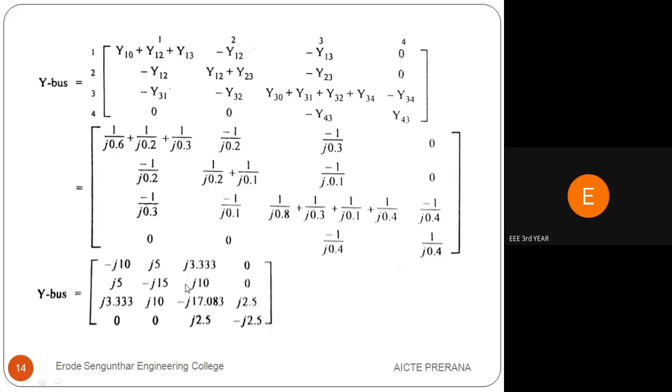Just look into the final answer. All the diagonals are having a negative sign, whereas the non-diagonal values are having a positive sign. So from this, we can form the Y bus perspective. I hope that you understand something.